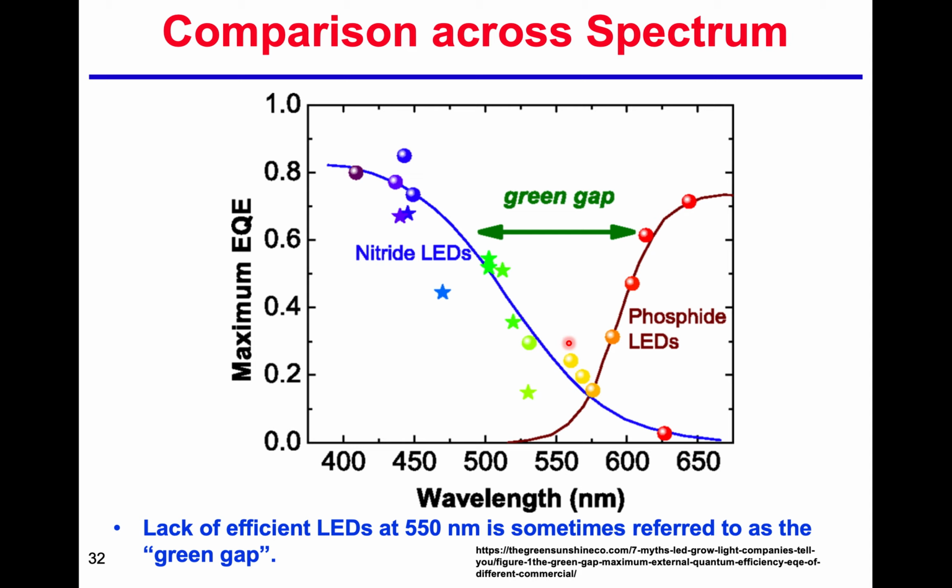Fortunately, the human eye is very sensitive around 555 in this region. So that is not a big issue, although the external quantum efficiency is not very high for the nitride and the phosphide LED systems.